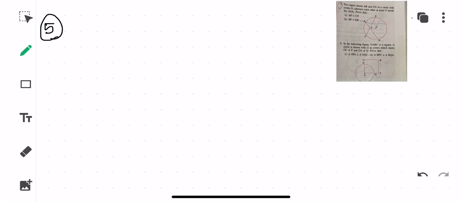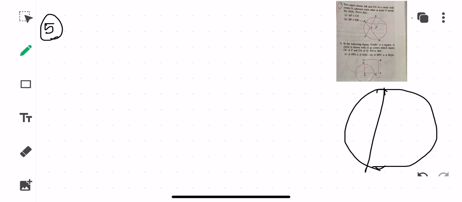So the figure for question number 5 has been given like this, children, that there is a circle. And in the circle we are having two chords. So this one is our first chord and this one is our another chord, and the property that has been given is both the chords are equal. So this is our AB and this is my CD.